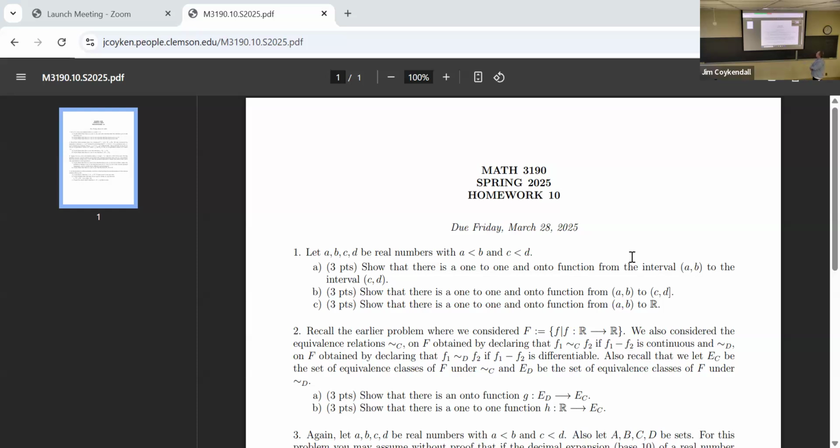Number 2, we had an earlier problem where we considered the set of functions from R to R. We also considered an equivalence relation on this set by declaring two functions are equivalent if their difference is continuous, and another equivalence relation by declaring that two functions are equivalent if their difference is differentiable. EC was the equivalence classes under the first relation, and ED the equivalence classes under the second. Show there's an onto function from the equivalence classes of D to the equivalence classes under C, and show there's a one-to-one function from the reals to the equivalence classes under C.